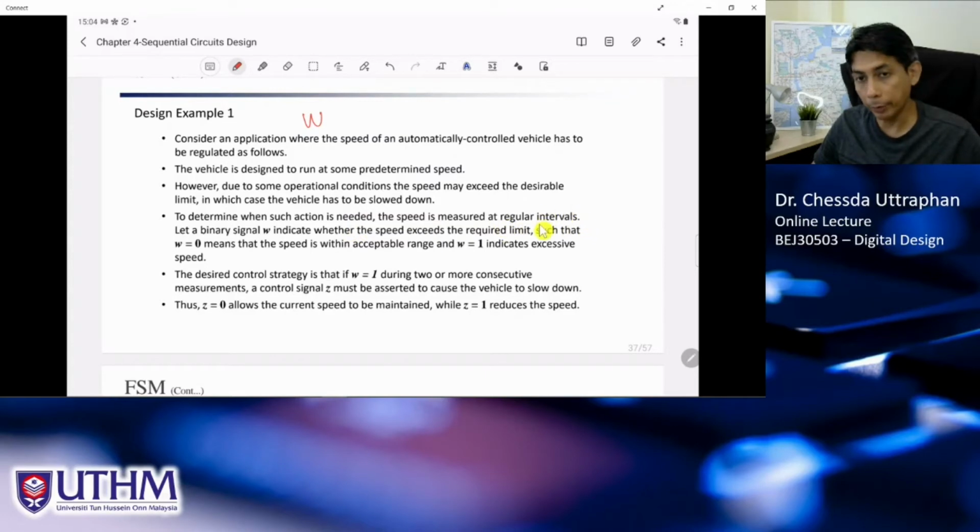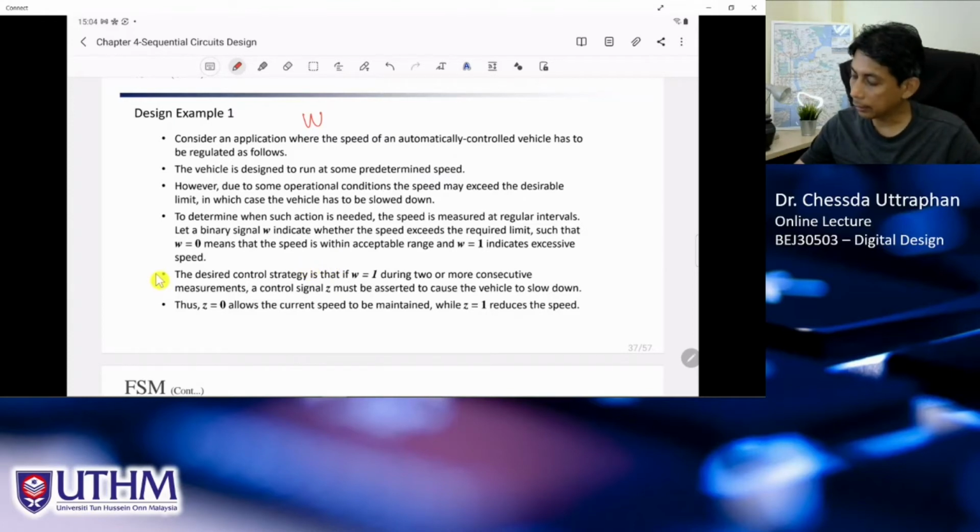So we measure the speed at regular intervals, for example, every 5 seconds or every 10 seconds. So let a binary signal W indicate whether the speed exceeds the required limit or not, such that W equal to 0 means that the speed is within the acceptable range, and W equal to 1 indicates excessive speed.